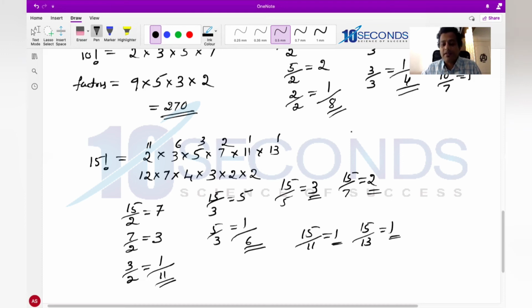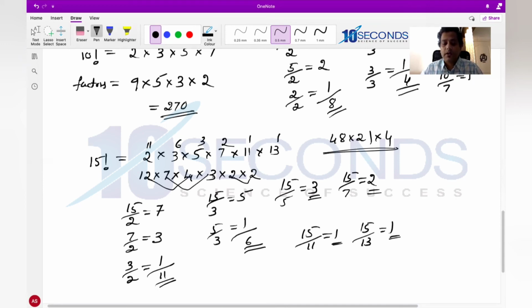Okay, it can be like this also, guys. Remember, one of the options can be like this: 12 into 4 is 48. Okay, 7 into 3 is 21. Okay, 2 into 2 is 4. If this is one of the options, that is the right one, right?